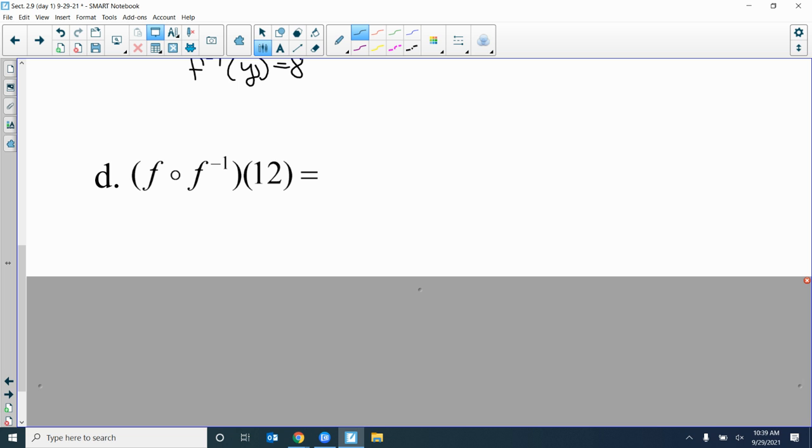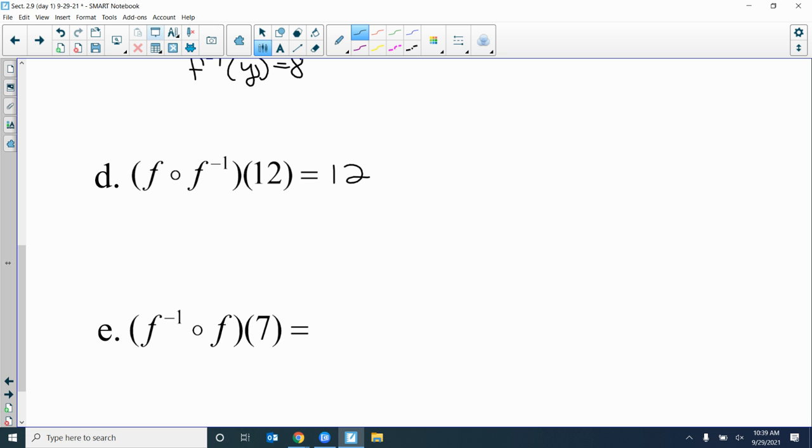f of f inverse of 12 will equal, don't think too hard, 12. And then for that last one, it doesn't matter the order, f inverse of f of 7 is going to be 7. Okay, those are things we know because they're inverses.